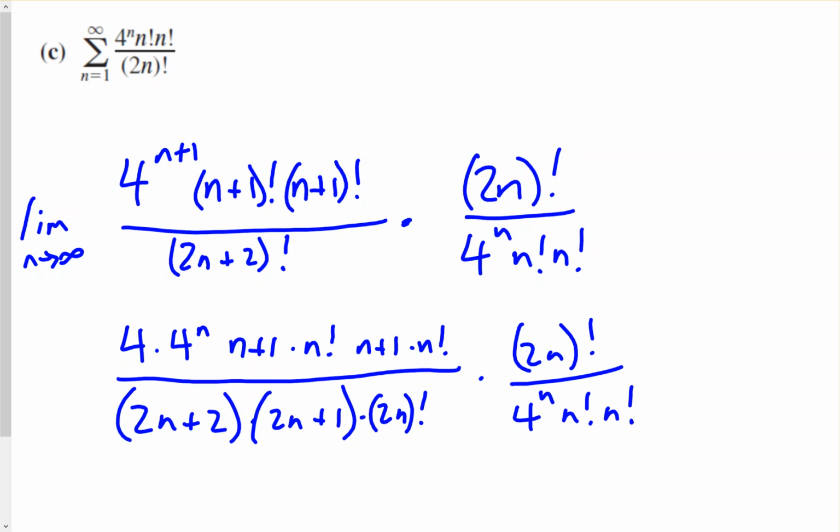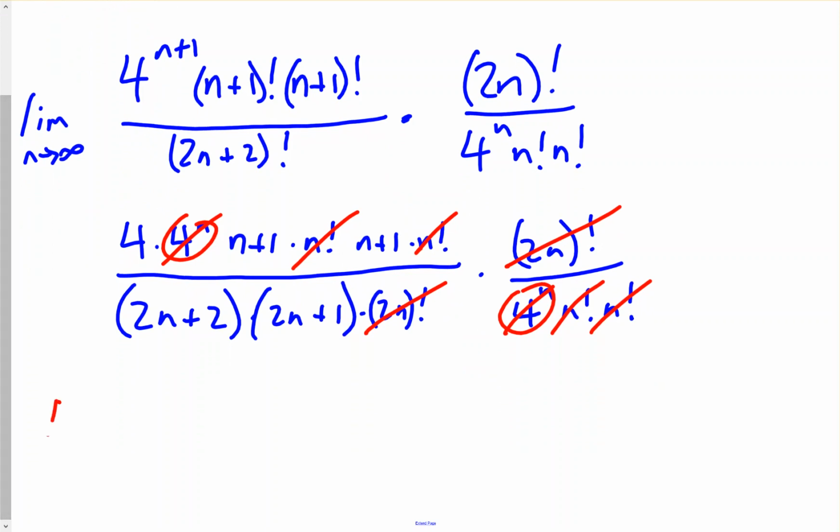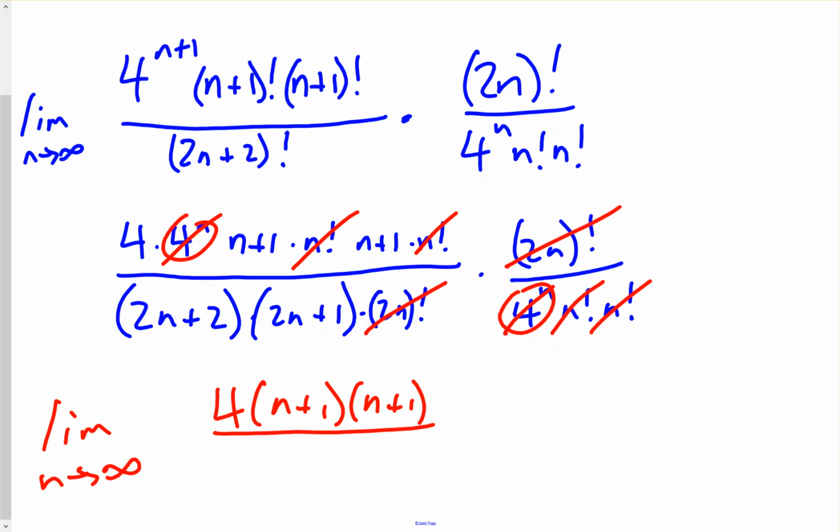Canceling time, we have 2n factorial, that goes away. n factorial with an n factorial, another n factorial with another n factorial. We have a 4 to the n and a 4 to the n. They're gone. So what are we left with? We have the limit as n approaches infinity of 4 times n plus 1 times n plus 1 over 2n plus 2 times 2n plus 1.